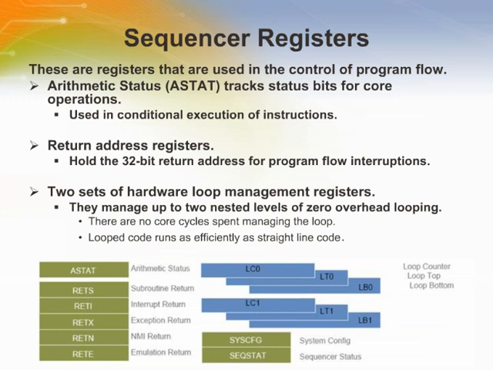Blackfins also have two sets of hardware loop management registers, LC, LT, LB: loop counter, address at the top of the loop, and address at the bottom of the loop. They're used to manage zero overhead looping. Zero overhead looping means once these registers are set up, there are no CPU cycles for decrementing the loop counter, checking to see if it's reached zero, or branching back to the top of the loop. This is all handled without any overhead at all, just by initializing these registers. Two sets of these registers allow two nested levels of zero overhead looping.